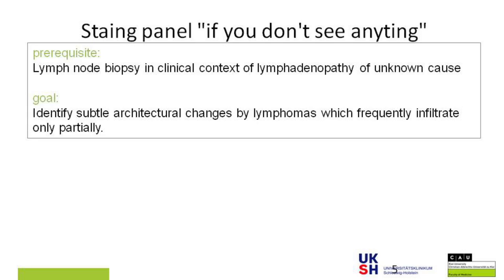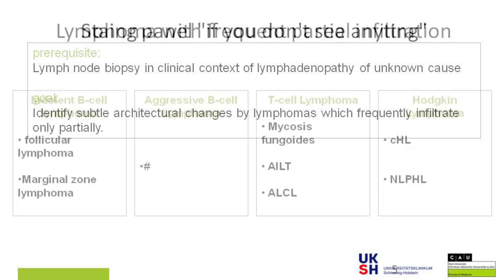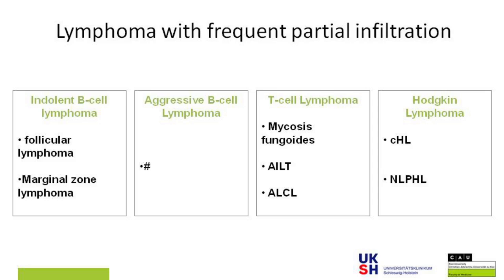First of all, I need to know why I'm going to do staining. First, if the context is lymphadenopathy, my goal would be to identify with my immunohistochemistry subtle architectural changes. And as a second goal is also to check for lymphomas, which we know infiltrate the lymph node partially. So that was actually the question: what kind of lymphomas do infiltrate the lymph node partially?